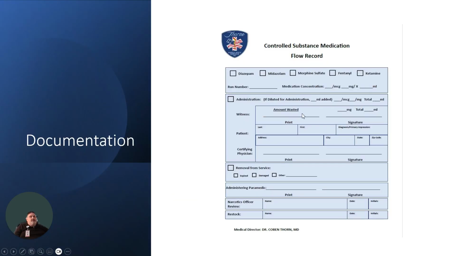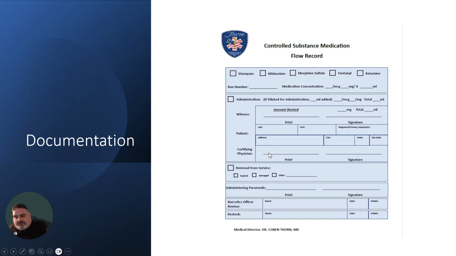Again, just as a reminder, same controlled substance medication record. You'll check ketamine. Got to have that run number. Got to have that concentration and how much we gave. Got to fill out your administration section. Amount wasted. Now, with this ketamine, unless you have a very large patient, you're going to have some waste. Treat it properly. Make sure you're documented properly. You have to have a certifying physician sign this.